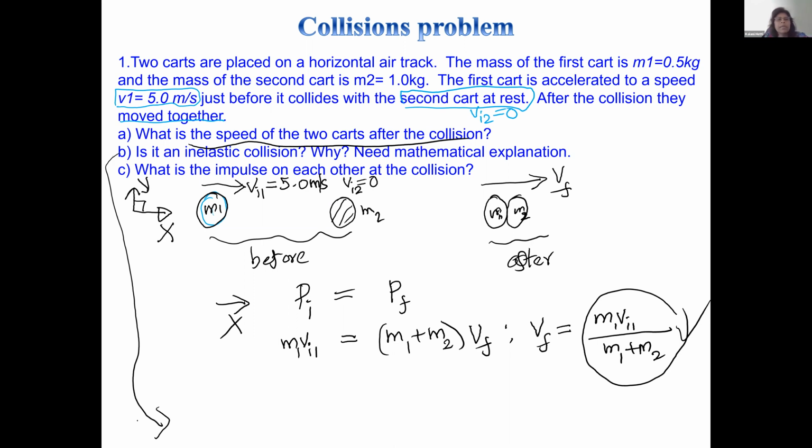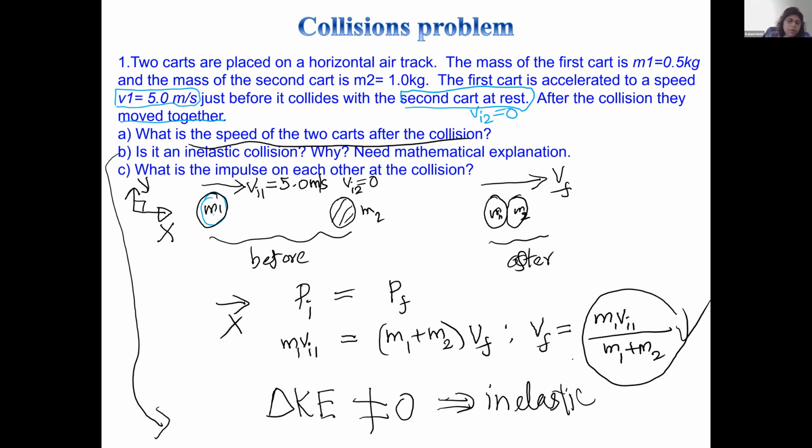And then part B: is it an inelastic collision? It needs the mathematical explanation. That means I want you to find the change of kinetic energy and show that the change of kinetic energy is not equal to 0, then it is inelastic. So you need to prove this. Okay. And then what is the impulse on each other at the collision? That means you need to calculate the impulse according to the discussion that we had.